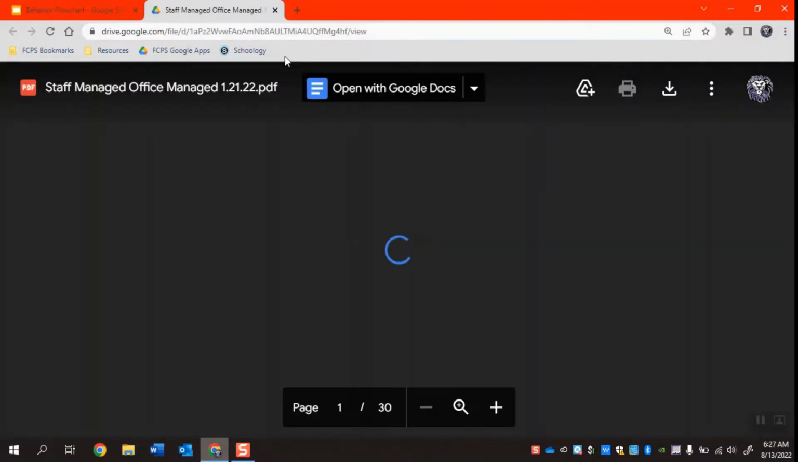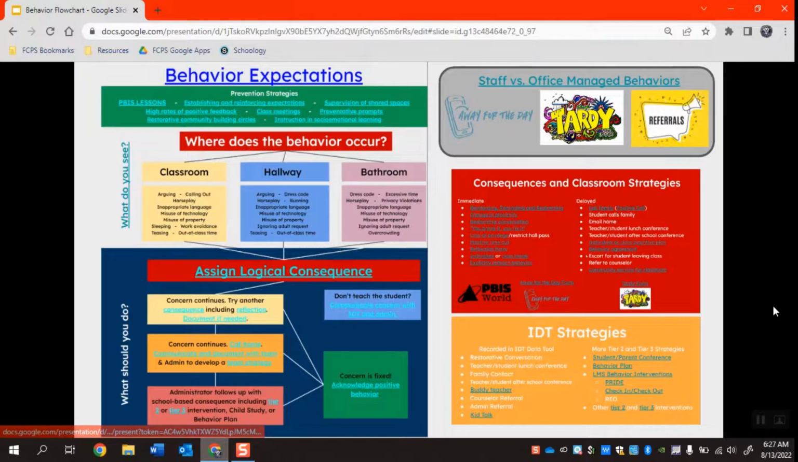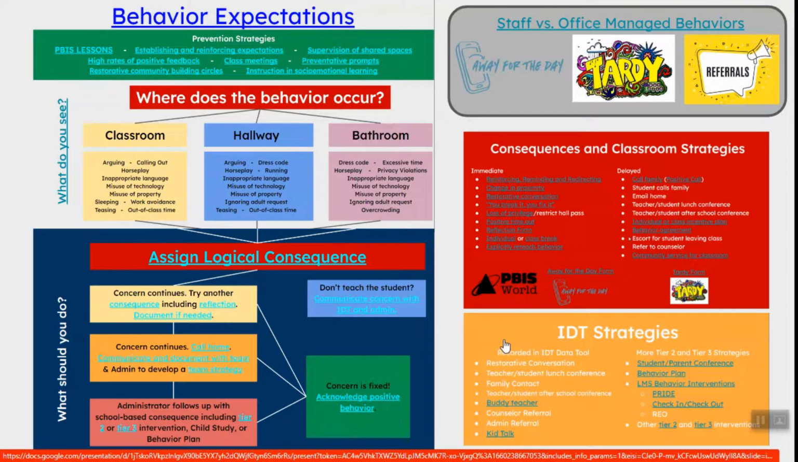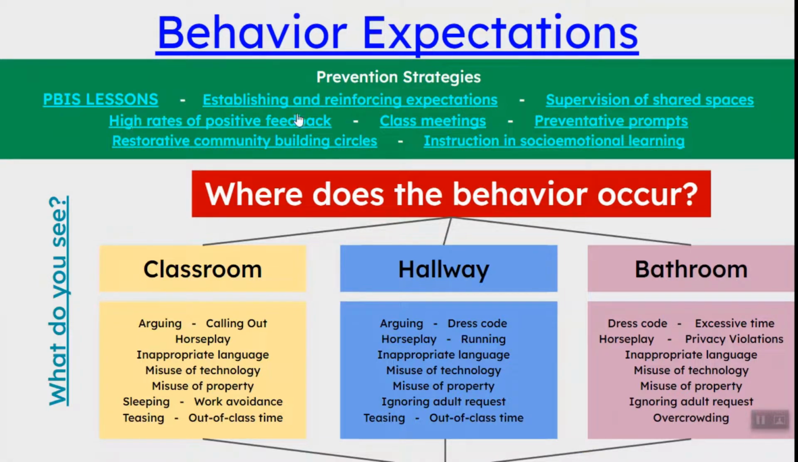This one is a link to clarify staff versus office managed behaviors. A lot of those you know it when you see it, but it might be helpful for that clarity. We also have the away for the day policy, the tardy policy, and just how to submit a referral. All of those are linked on that first slide. Nothing else is linked on here. You click on it and then it takes you to that slide, and then you have access to the links here.